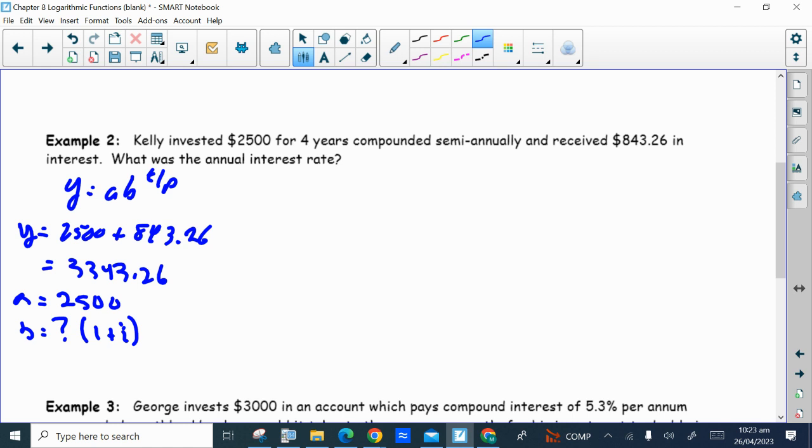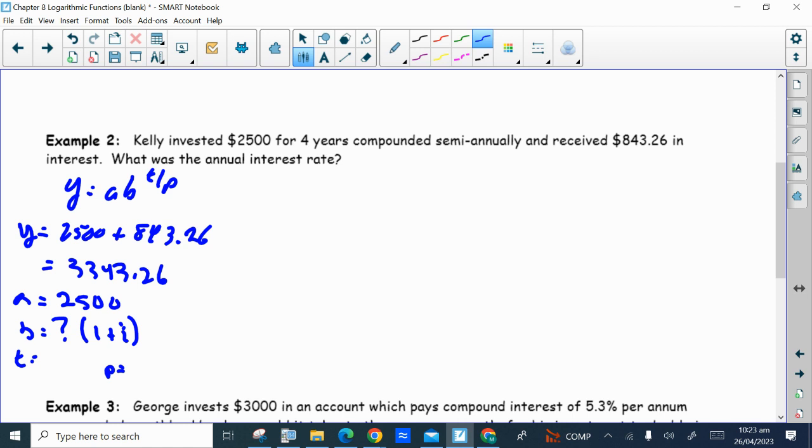So in this case here, it's going to be compounded semi-annually for 4 years, twice a year for 4 years. So whatever T and P are, when we divide them, we're going to have to get 8 because it's compounded twice a year for 4 years. It's going to be calculated 8 different times. So whatever we get for T and P, when we divide them, we will have to get 8. And so where does that come from?